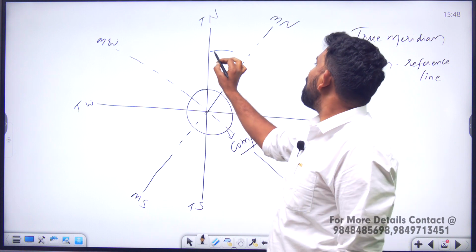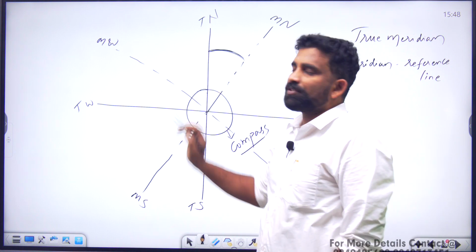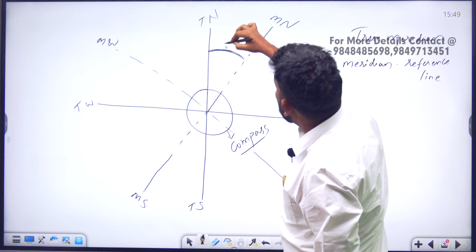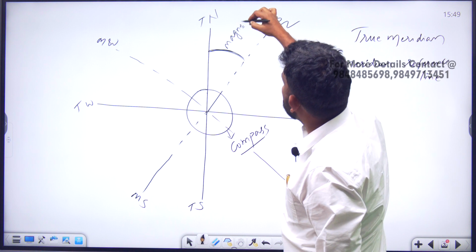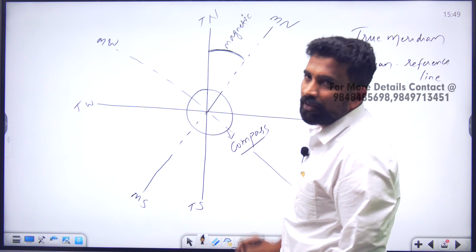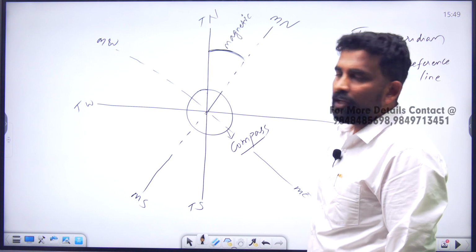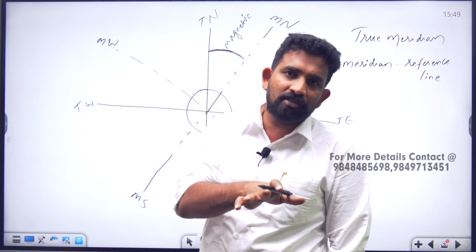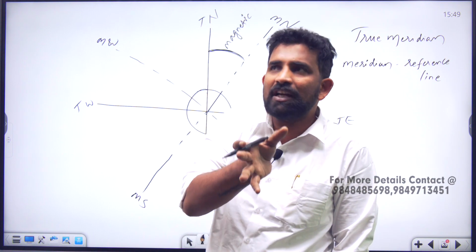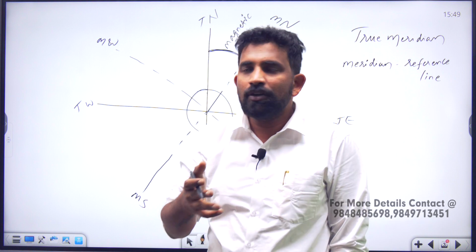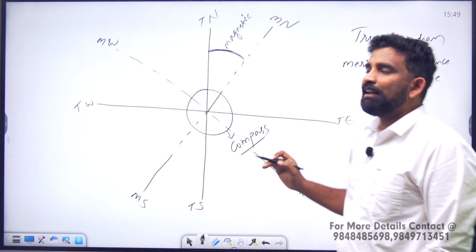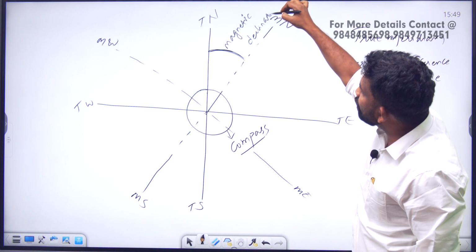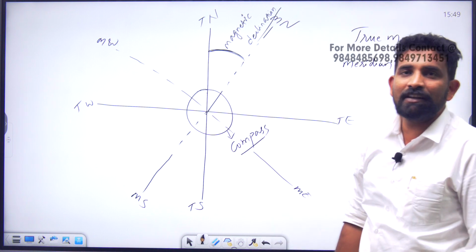Whatever the angle difference that we are observing between these two directions or these two poles, we will be calling this magnetic declination, and this magnetic declination value will change from time to time. Nothing but magnetic variation. That variation can be due to the days, or due to the seasons, because of the atmospheric conditions. So this angle I will be calling magnetic declination.